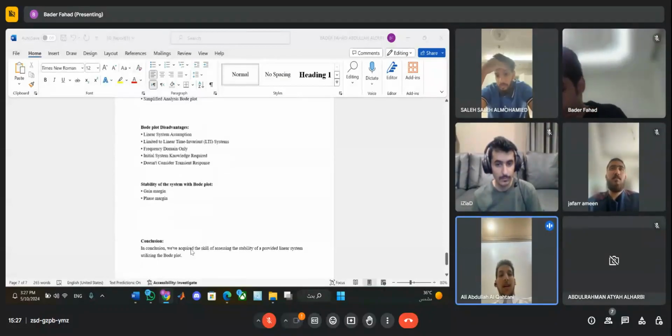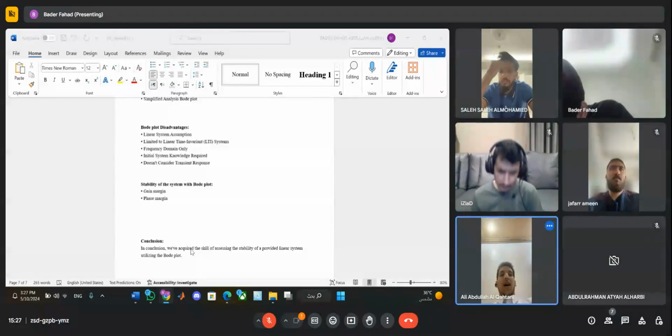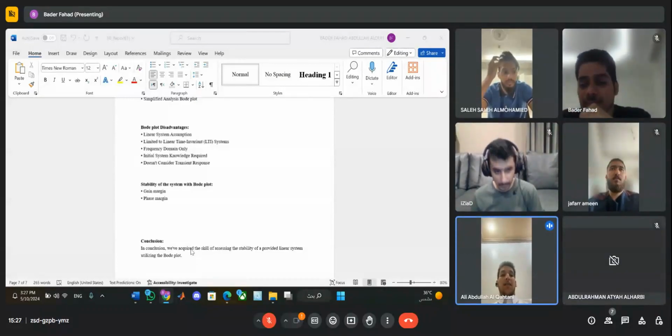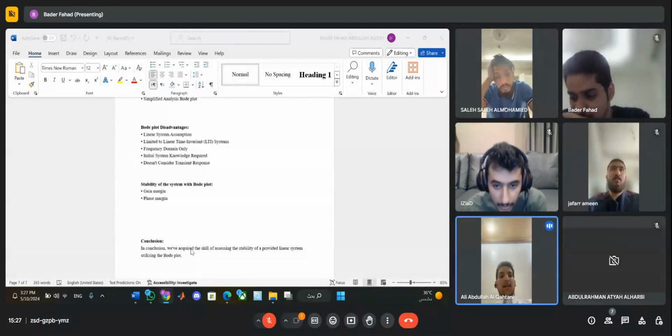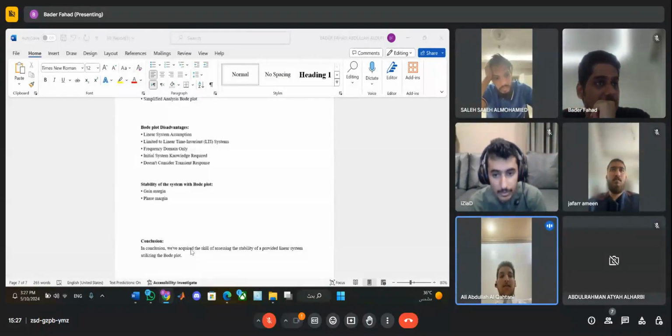First, linear system simulation is limited to linear time-invariant (LTI) systems, and frequency domain only. Jafar mentioned before that an advantage is frequency analysis, but we can use only the frequency domain. Also, initial system knowledge is required, and finally, it doesn't consider transient response.